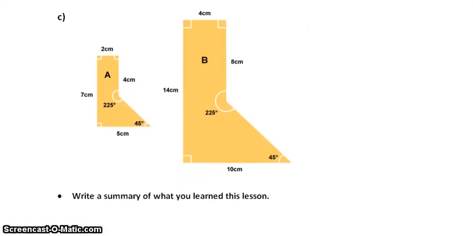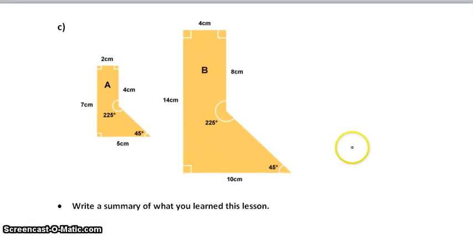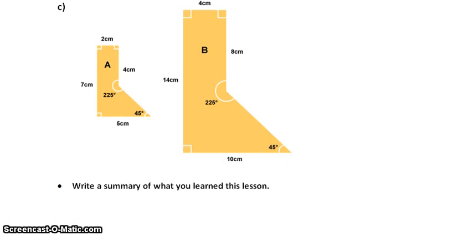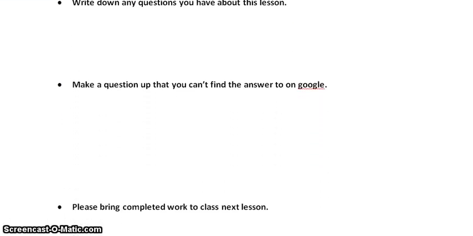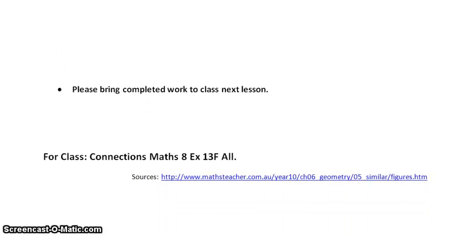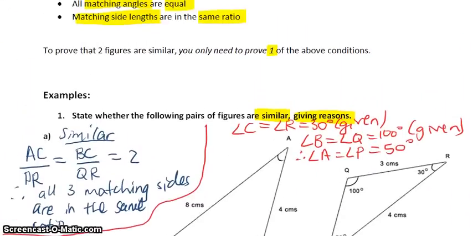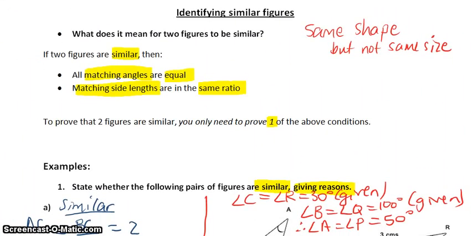Question C, now these aren't triangles, but the concept is the same, so I'll let you have a look at that. You can either use the sides or the angles to prove it. So you have a go at that one yourself and bring it to class. Write a summary of what you learned and any questions you have, and make up a question that you find really interesting or challenging. Bring your work to class with you, bring your booklet, and we will go through this together next lesson. Today we've learned about identifying similar figures, and the two main things: if you can show that matching angles in both figures are equal or matching side lengths are in the same ratio, then those figures are similar. See you soon.